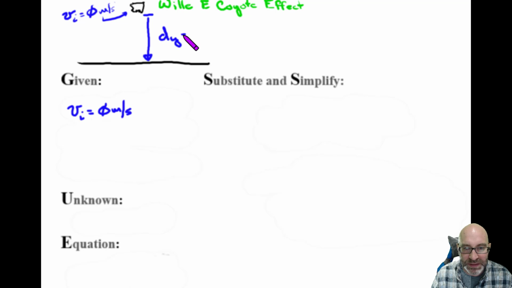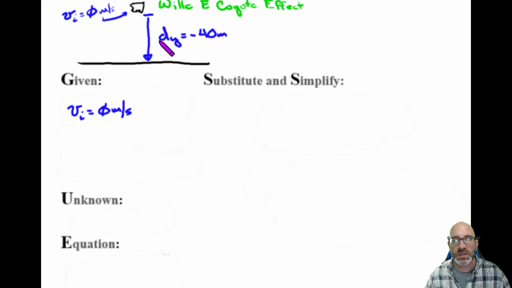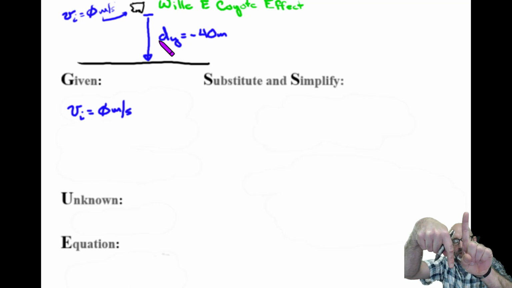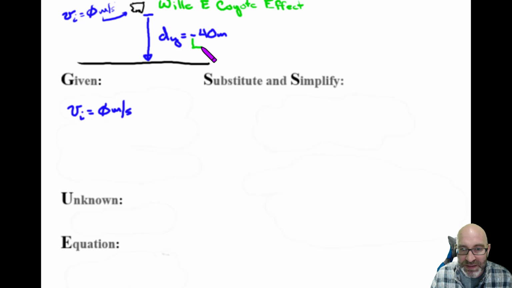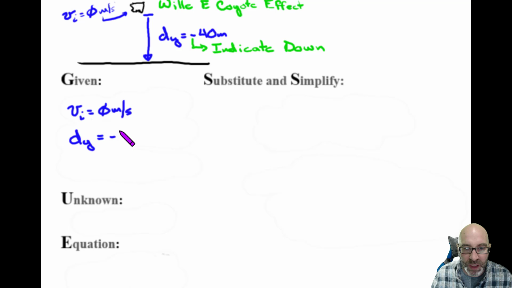We also are told that the displacement of the fist in the y-axis is 40 meters. But I'm going to add some more information. It is negative 40 meters, and this is the reason why. When I quickly ask which way is positive, everybody's going to say up. But the fist itself is traveling downward. And so this negative indicates downward motion. And so I have a displacement in the y of negative 40 meters.